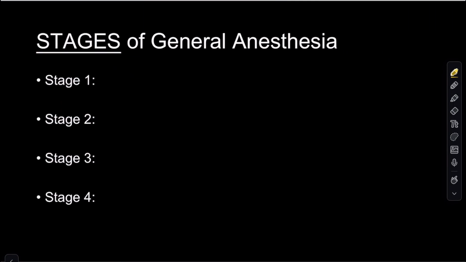So there's 4 different stages of general anesthesia. When you induce a patient into anesthesia, you'll see them progress from stage 1 into stage 3. Stage 4 is dangerous, so we try to avoid that. And then as a patient emerges out of anesthesia, you'll see them move from stage 3 back into stage 1. So stage 1 of anesthesia is known as analgesia. So this is where a patient begins to become sedated.